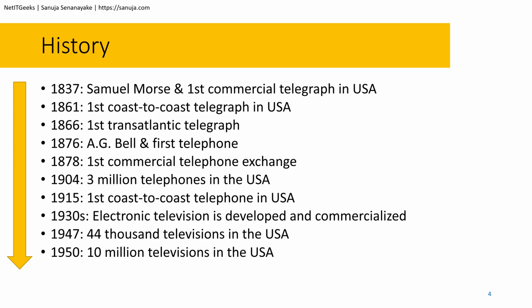And in the 1930s, electronic television was developed and commercialized. In other words, in the 1930s, the end users, like home users, started getting those television sets, right? In 1947, 44,000 televisions were to be found in the USA. That's the milestone. And in 1950, 10 million televisions in the USA. So within a few years, between 1947 and 1950, the electronic industry started picking up, especially with these televisions in the United States.